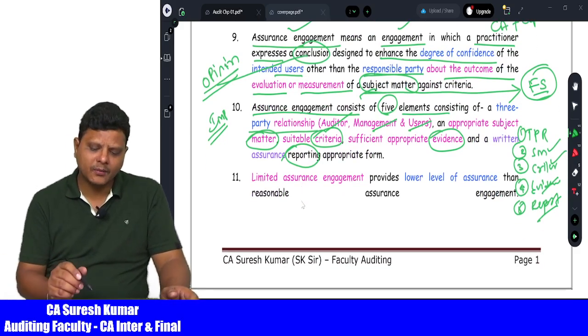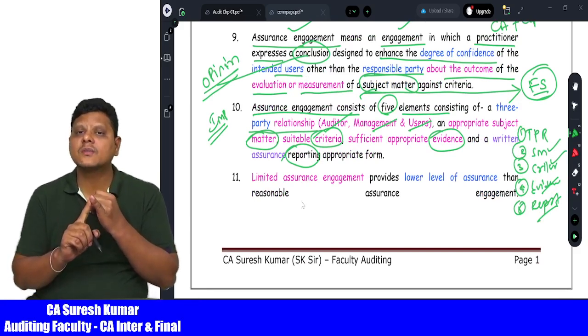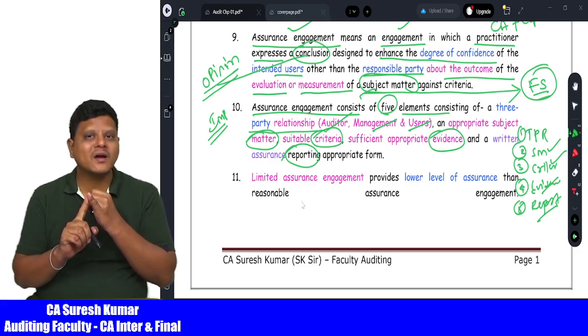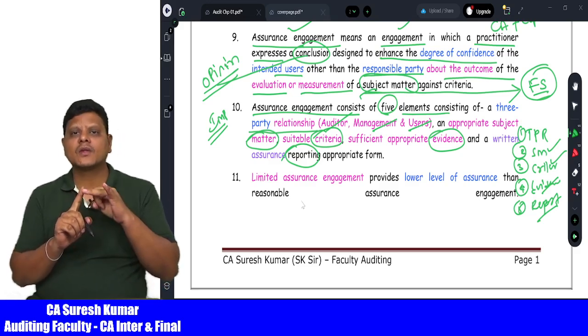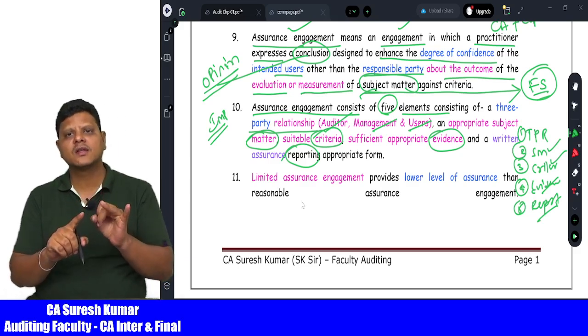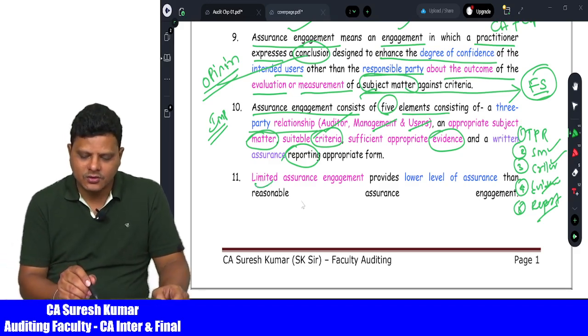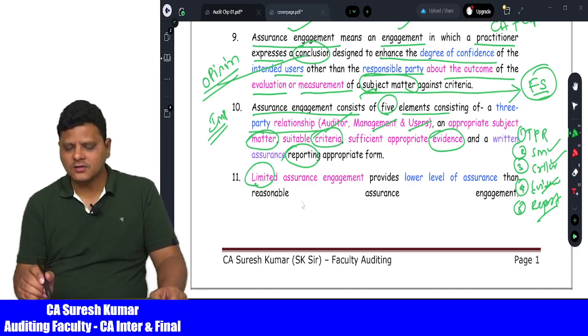Then we'll come to limited assurance. So we have seen absolute assurance so far. Absolute assurance means 100% assurance, which the auditor will never give. Second one is reasonable assurance. Always the auditor will give only reasonable assurance. Then they are trying to tell one more terminology for all of us: limited assurance. Limited means low level of assurance.